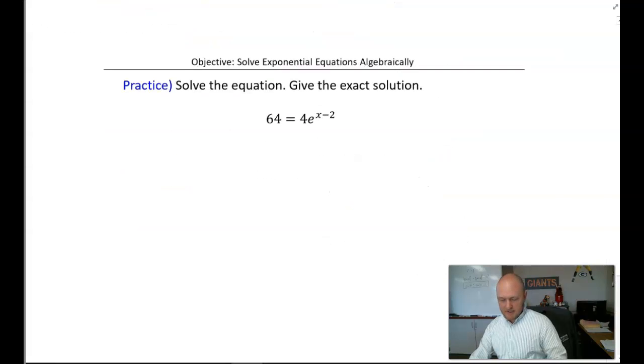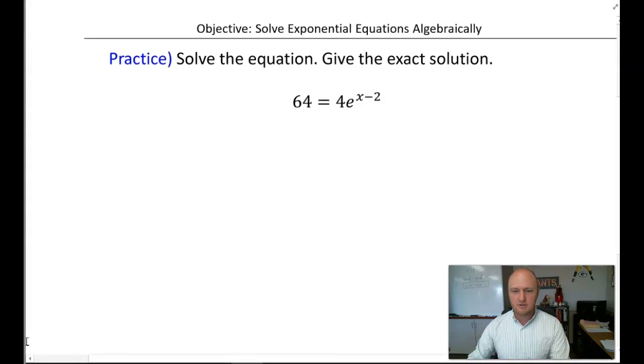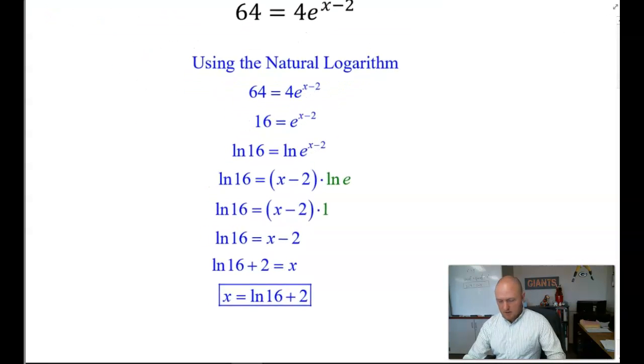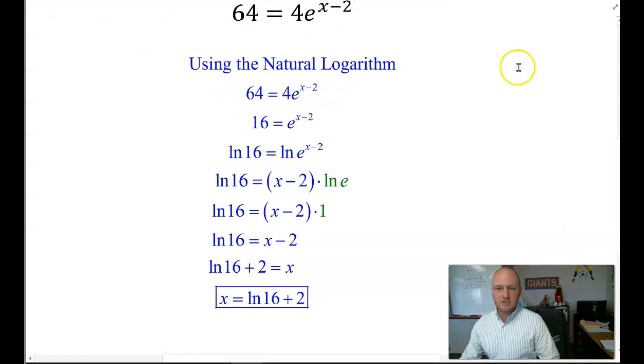All right, here is a practice problem. Please pause the video and try this example. All right, here is the solution to this example. We go ahead, divide by 4 on each side. 64 divided by 4 gives us 16.